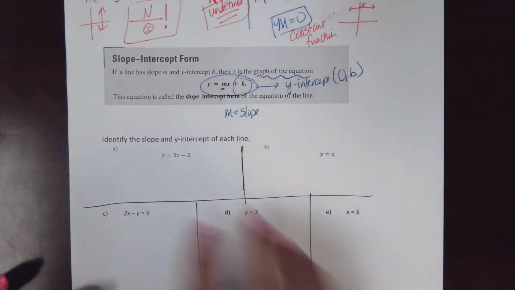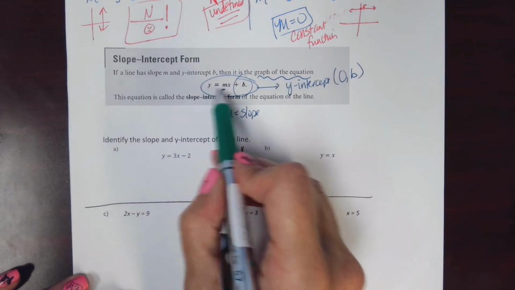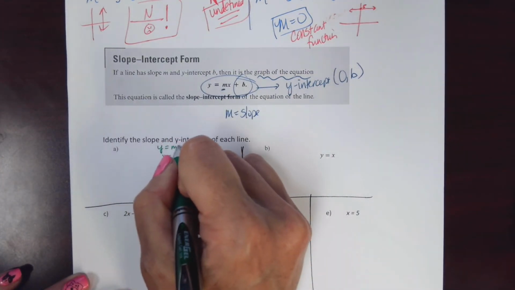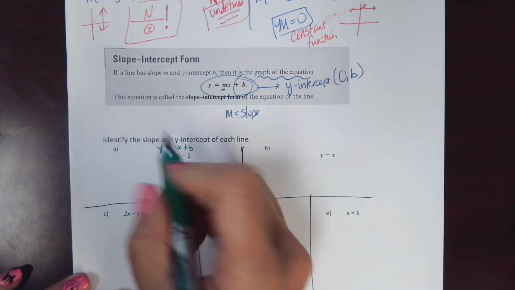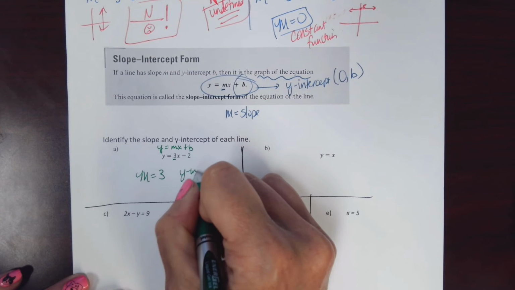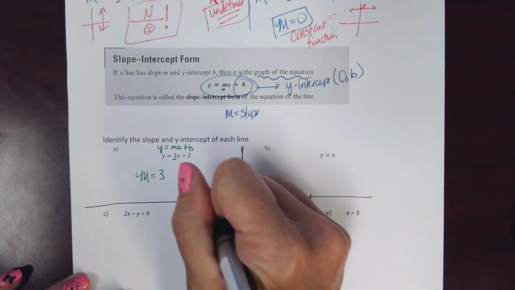These two are solved for y, so they're already in our slope-intercept form. So I've got y equals mx plus b. My slope is 3. My y-intercept, where x is 0, y is negative 2.